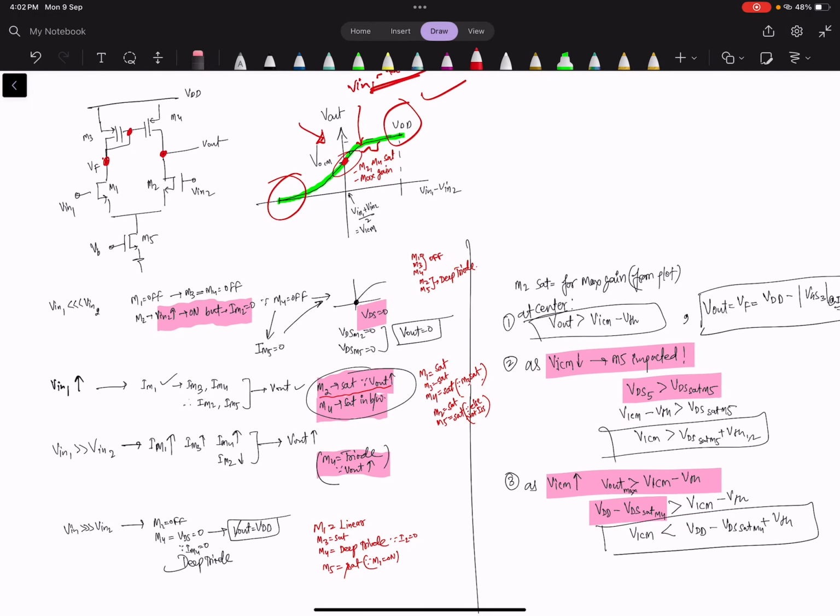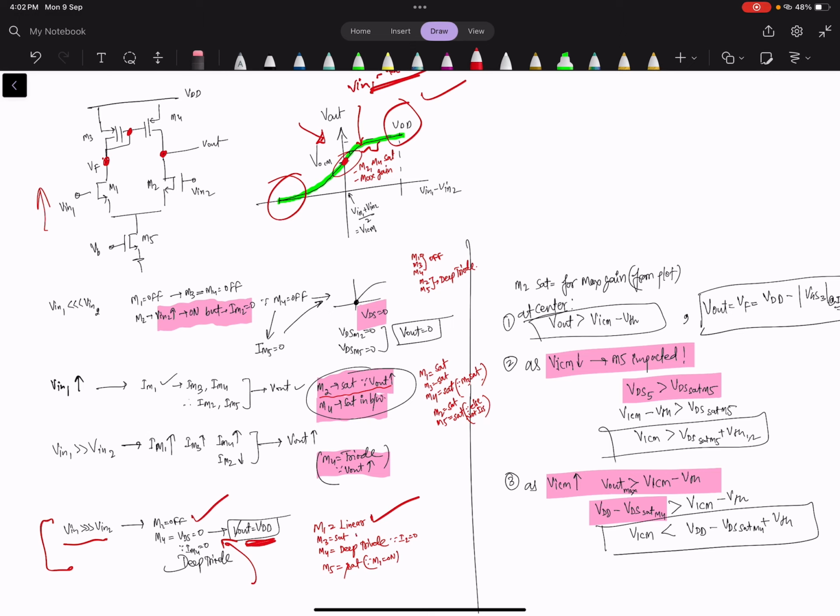Okay, so simply let's go here. When Vin is very high, I already mentioned that M2 is off. Since M2 is off, there is no path for current to flow, and M4 is on, so therefore VDS is 0 and the output is VDD. Note that M1 is linear. Why? Because Vin is very high, so M1 will be in linear.